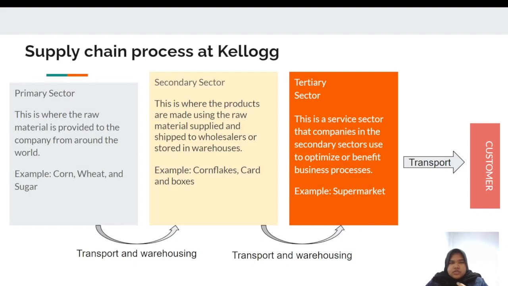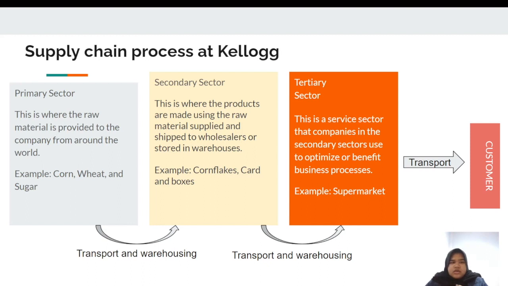The first one is the supply chain process at Kellogg's. There are three sectors. The first one is primary. This is where the raw material is provided to the company from around the world. In this primary sector, examples are corn, wheat, and sugar. And the next one, the secondary sector. This is where the products are made using the raw material supply and shipped to the wholesaler or stored in a warehouse. For example, in the secondary sector are cornflakes, cards, and boxes.